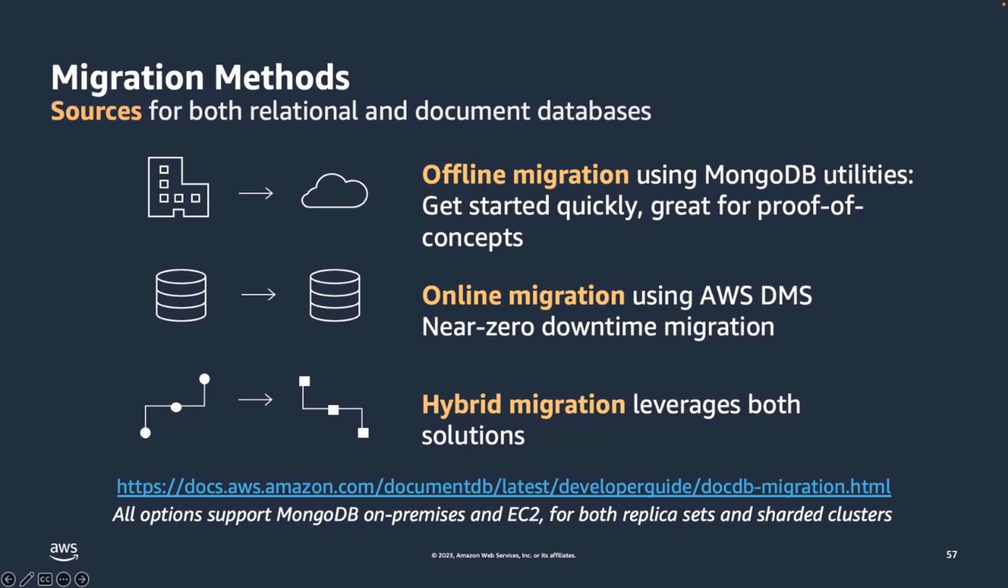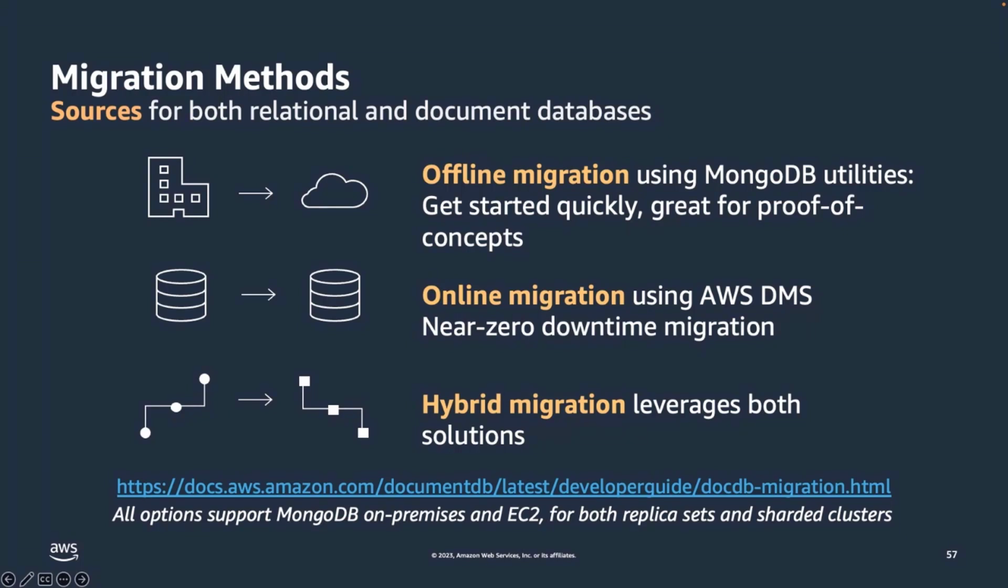When it comes to migration methods, we generally have 3 migration methods. The first one is what we consider offline, and this is the simplest method, but sometimes does cause longer downtime. This method uses MongoDump and MongoRestore tools to ultimately migrate data. The second method is the online migration using DMS.